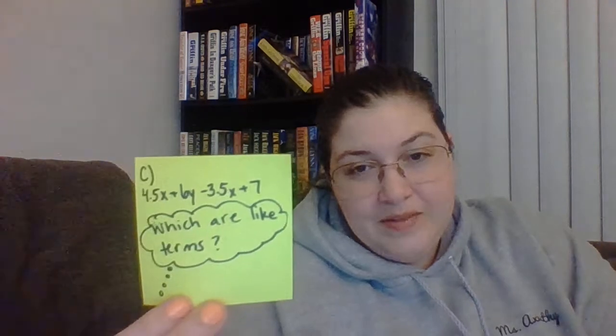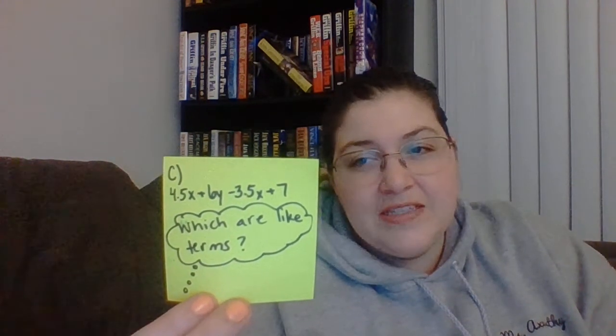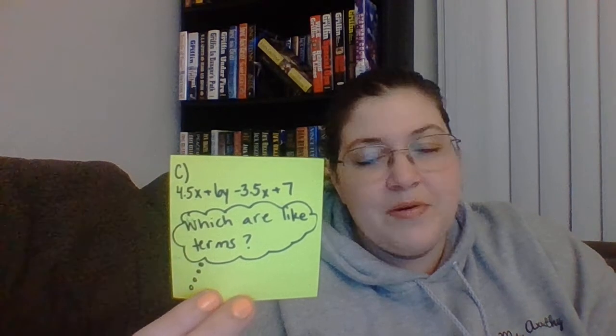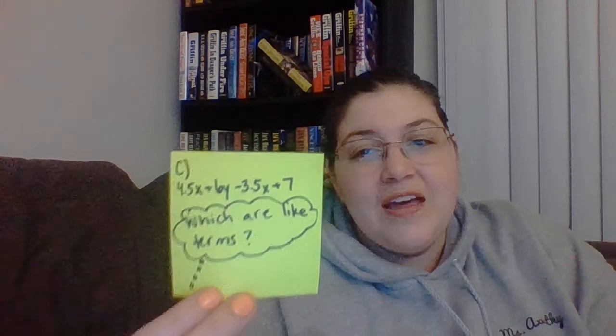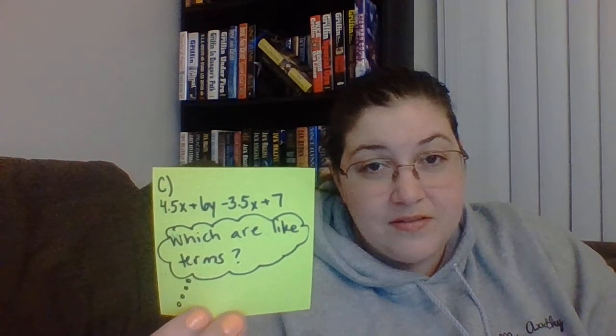All right, we're going to try one more. If I'm going too fast, remember, you should be pausing, you should be copying, you should be understanding. If it doesn't make sense, go back and repeat. C. All right, C is 4.5x plus 6y minus 3.5x plus 7. Again, which are the like terms? What do I need to combine? Do you think you know? Hit pause and figure it out on your own, then hit play again.